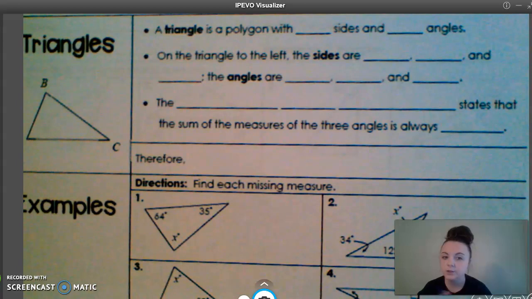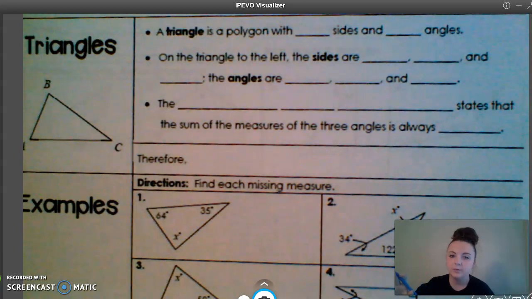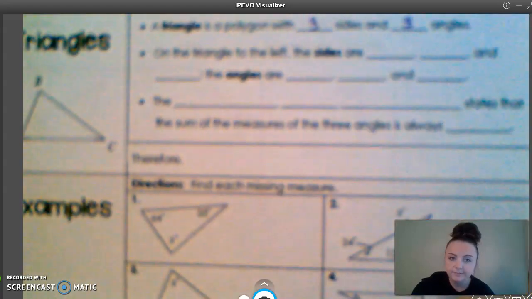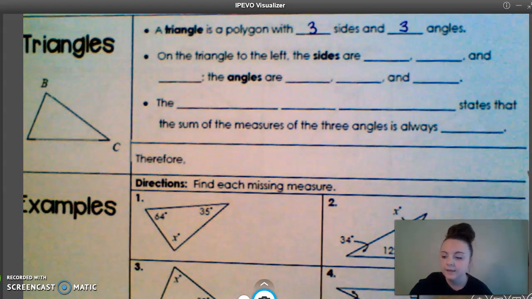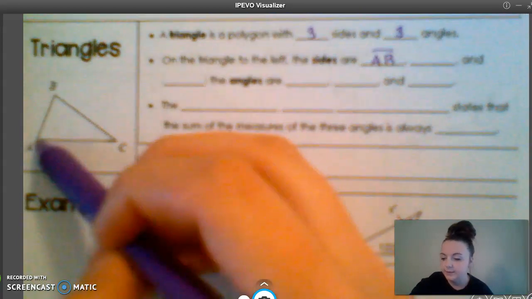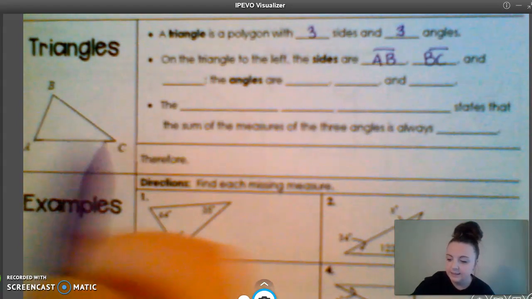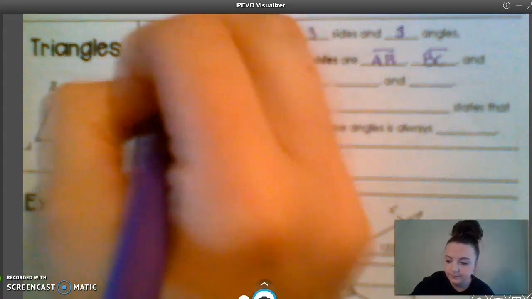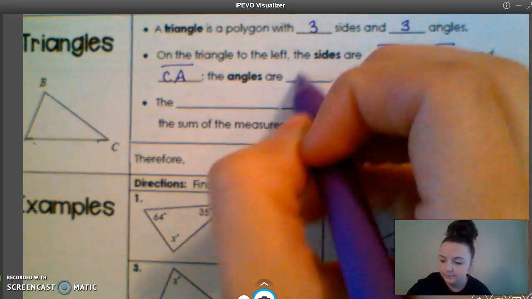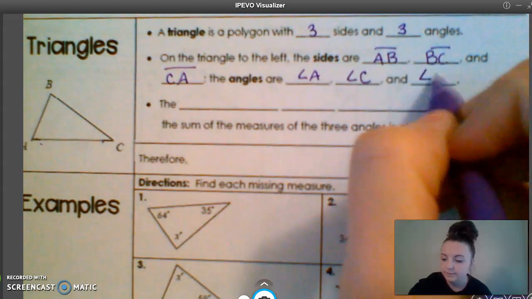But before that, we're just going to cover the basics of triangles today, and there are some things that I need to point out. So a triangle is a polygon with 3 sides and 3 angles. You already know that. On the triangle to the left, the sides are side AB, because we're going A to B, BC, and CA. Those are the sides. The angles are angle A, angle C, and angle B.